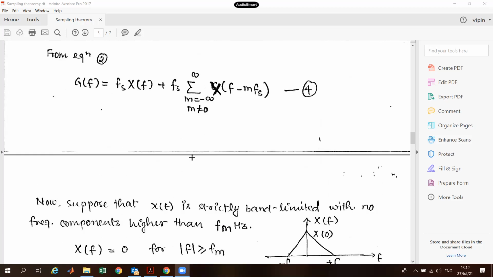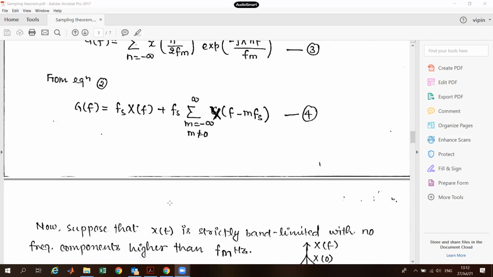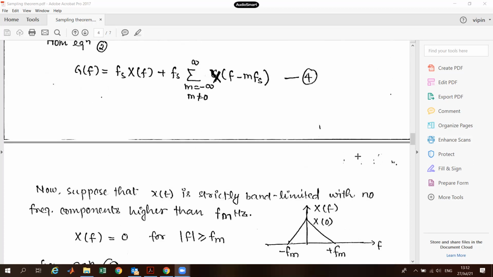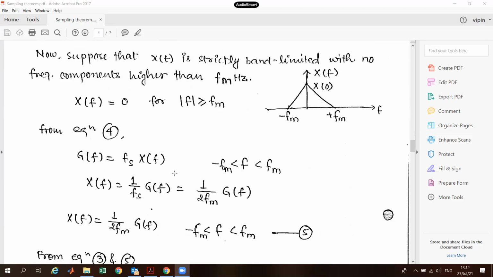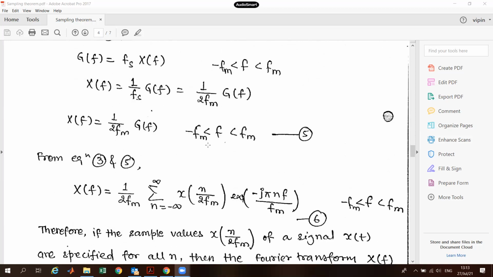So then from equation 4, we have gf equal to fs times xf. This part will become 0. Why? Because it's between this range only. For all these frequency components, this part is not going to exist. So gf will be equal to this. xf, if I find the value of xf, will be gf divided by fs. What is fs? Twice fm. So we can say x of f equals gf divided by 2fm in this range.